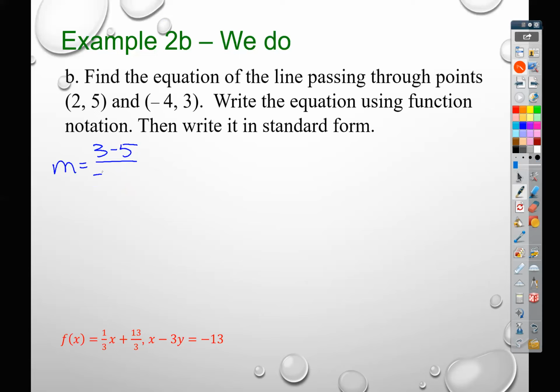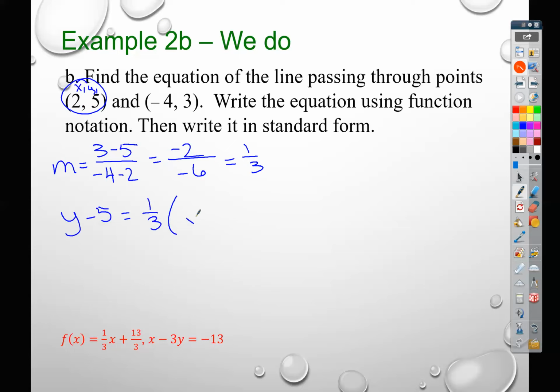y2 minus y1 over x2 minus x1. 3 minus 5 is -2 over -6. That would be 1/3. I'm sorry. Okay, so I'm going to use the 2 and the 5 as my x1 and my y1. So I've got y minus 5 equals m times x minus x1. All right, because y minus y1 equals m times x minus x1.